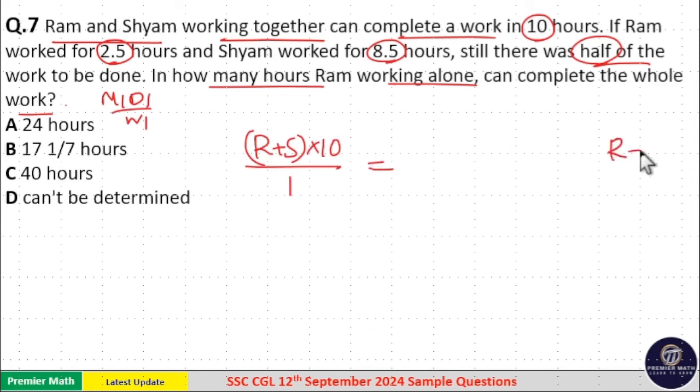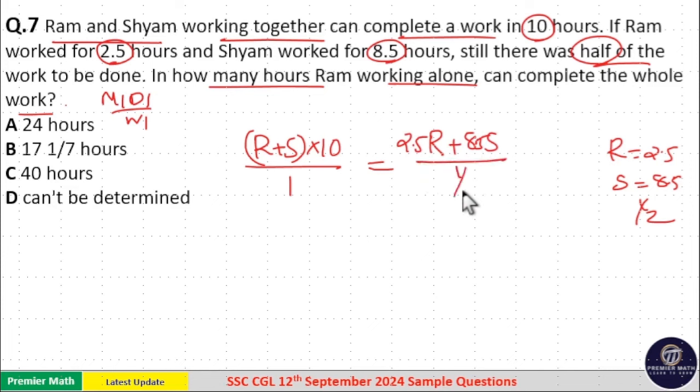Now, when Ram worked for 2.5 hours and Shyam worked for 8.5 hours, half unit of work is completed. This is like 10 hours plus 10 hours. That is, when Ram worked for 10 hours and Shyam worked for 10 hours, 1 unit of work is completed. Same way, here this formula.